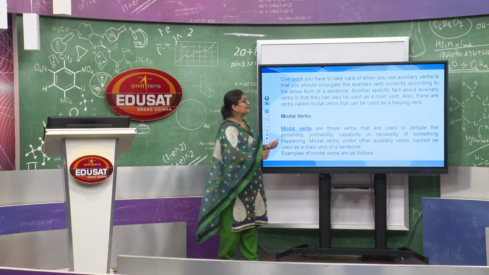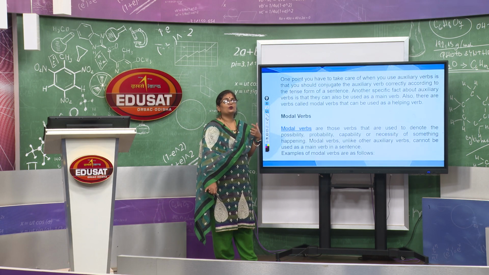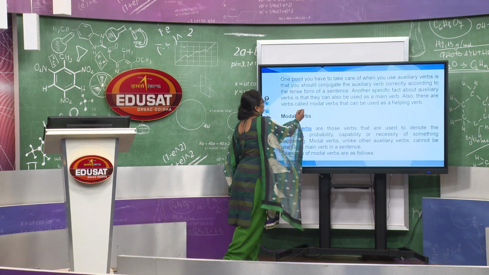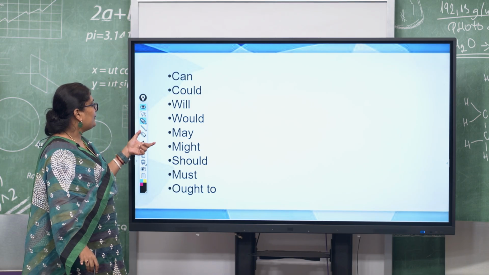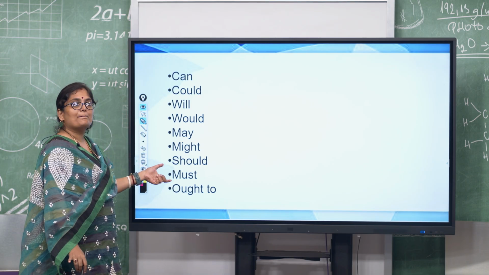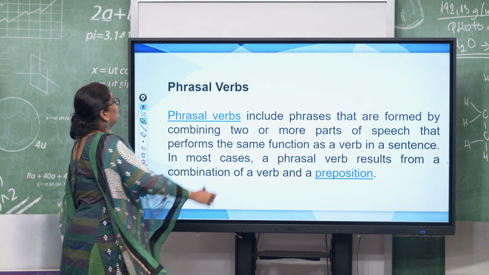Now, look at the example. I will give you a few examples of how these modal verbs can be used. Can, could, will, would, may, might, should, must, ought to.